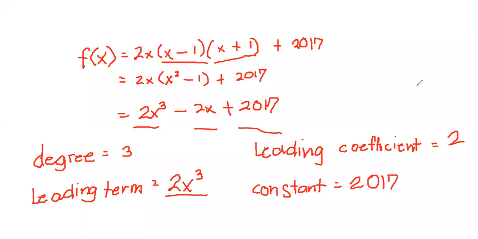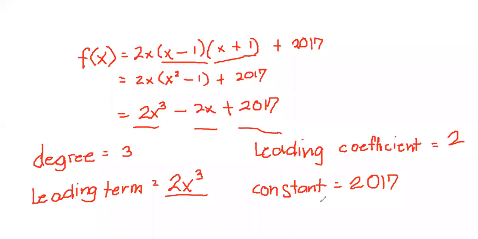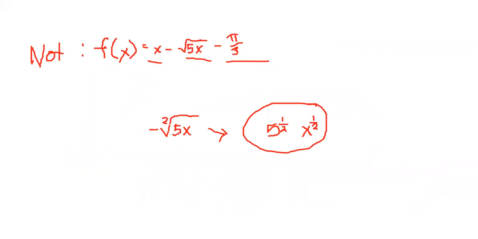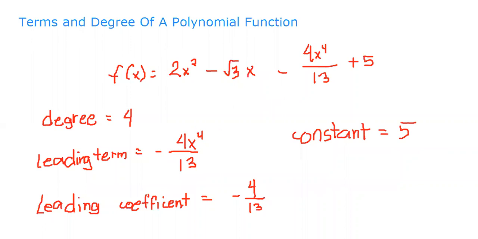So this function is a polynomial and we have the degree of 3, leading term 2x cubed, leading coefficient of 2, and the constant is 2017. Okay, so for now, that is our topic: terms and degree of a polynomial function. I will give the assignment or activity in our Google Classroom.